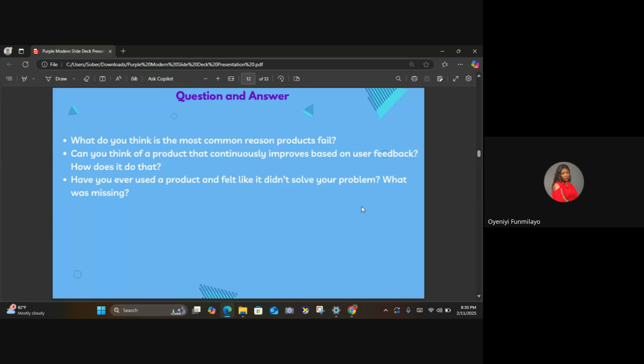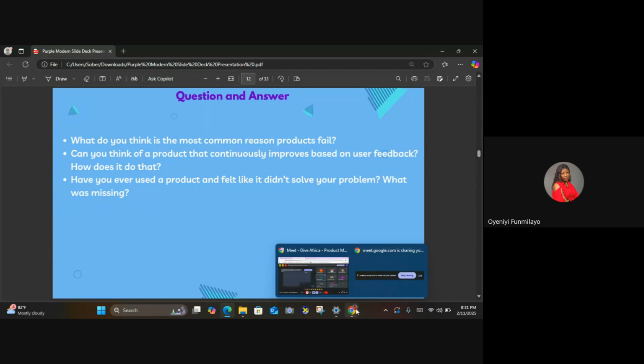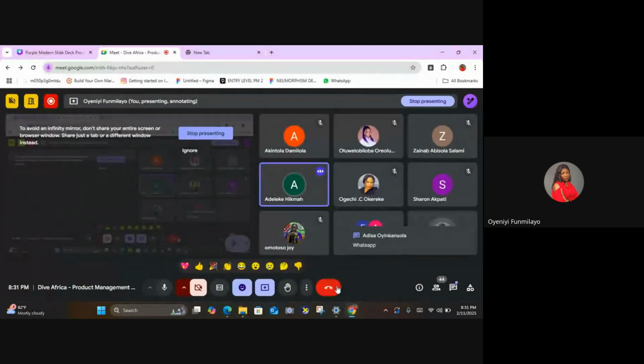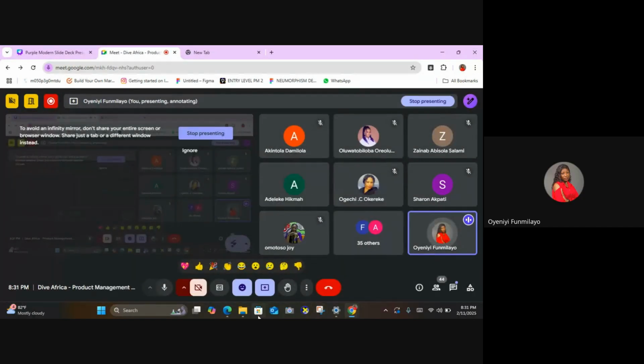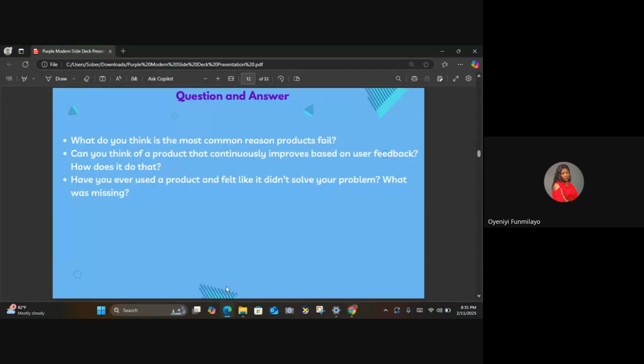So the next question is, can you think of a product that continuously improved based on user feedback? Then how do you think they do it? Any product that you've used that they continuously improve based on user feedback? Who is taking this one? Please come again, ma'am. I said, can you think of a product that continuously improves based on user feedback, and how does it do that?